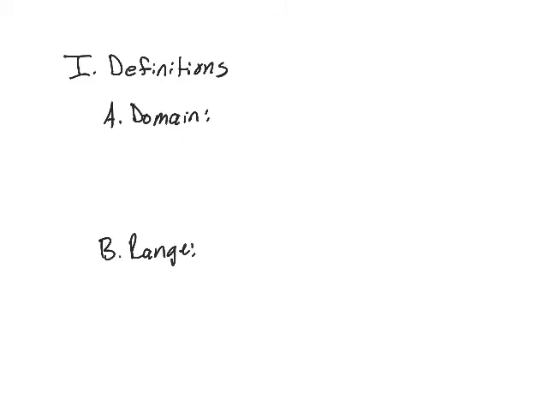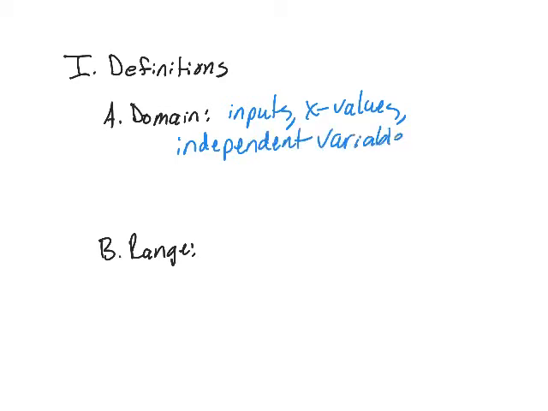So let's define domain and range. The domain is basically, when you talk about functions, it's the inputs, it's the x values, it's the independent variable. Okay, those are all different ways to describe the domain. So the range is the opposite of that. That's going to be the outputs. That's going to be the y values and the dependent variables.